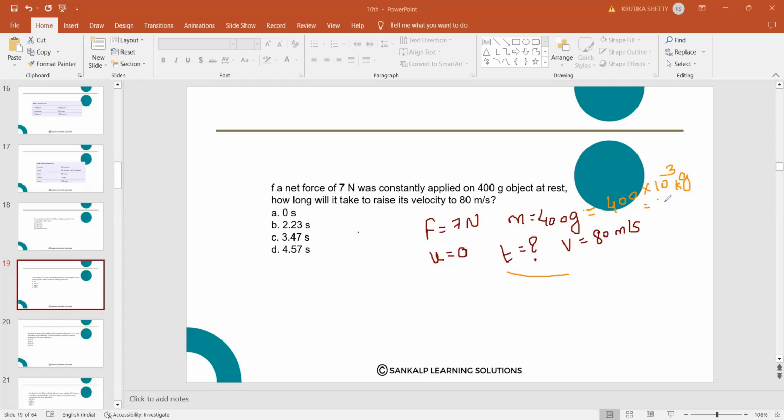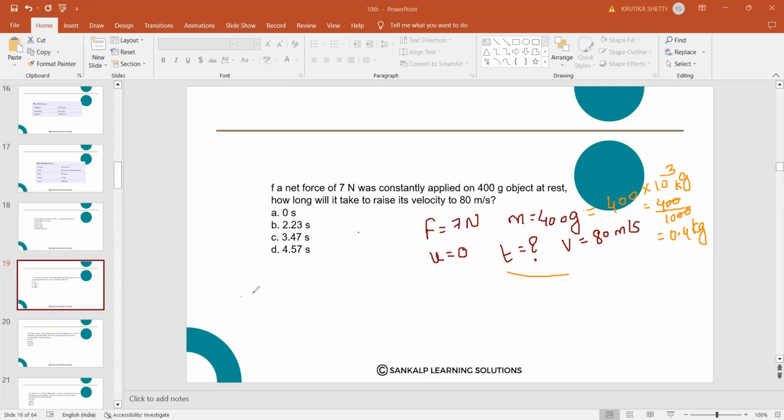Okay, so this can be written as 400 divided by 1000. So 2 zeros will get cancelled. 4 by 10 is 0.4 kg. So your 400 gram becomes 0.4 kg, okay?